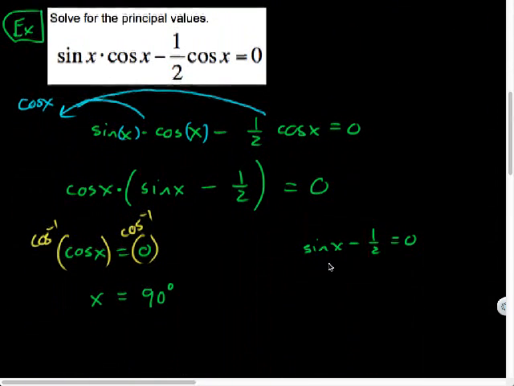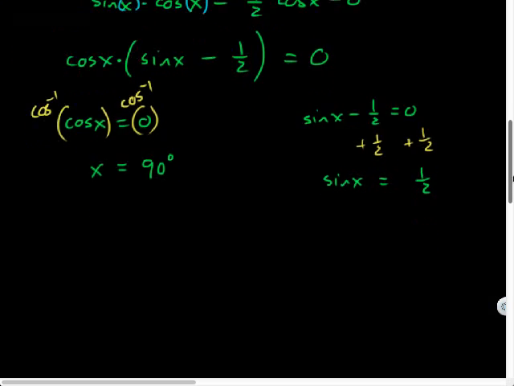So let's look at this one. How do I solve this for x? Well, let's add a half to both sides. So sine x is equal to a half. And how do I get x by itself? Sine inverse, which I think is just a cool way to say it. So sine inverse of 1/2 is asking the question, for what angles does sine equal a half?